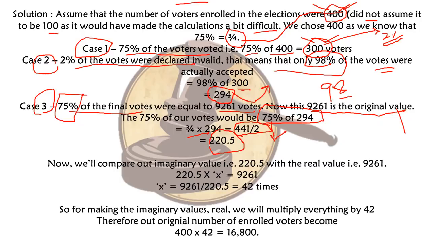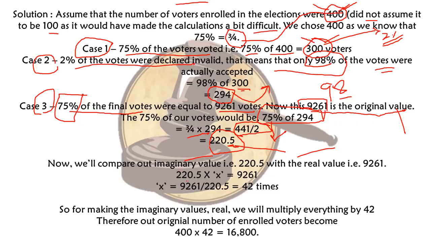Now you might ask, how can the value of a vote be 0.5? It cannot be, but remember, this is an imaginary value, not a real value. So in imaginary value it can be anything, right? So now this is our imaginary value. According to us, this is the answer. According to the question, 9261 is the real value. So now what we do is compare our imaginary value with the real value.